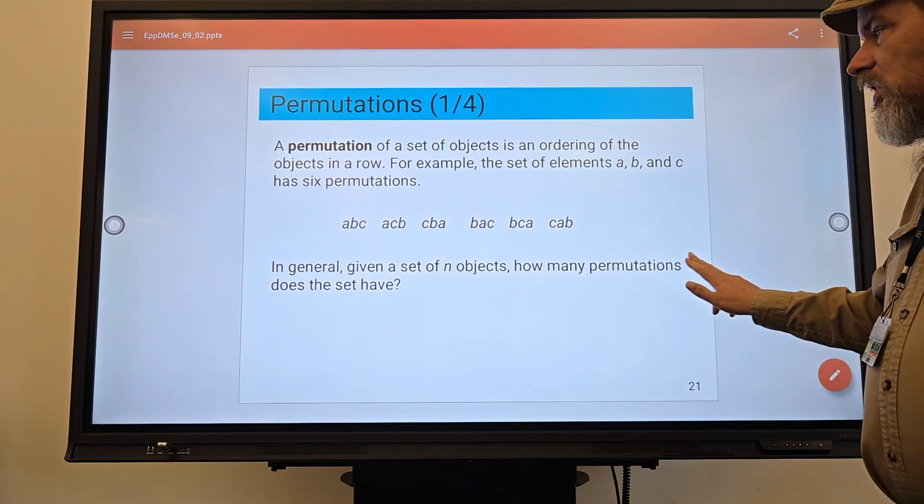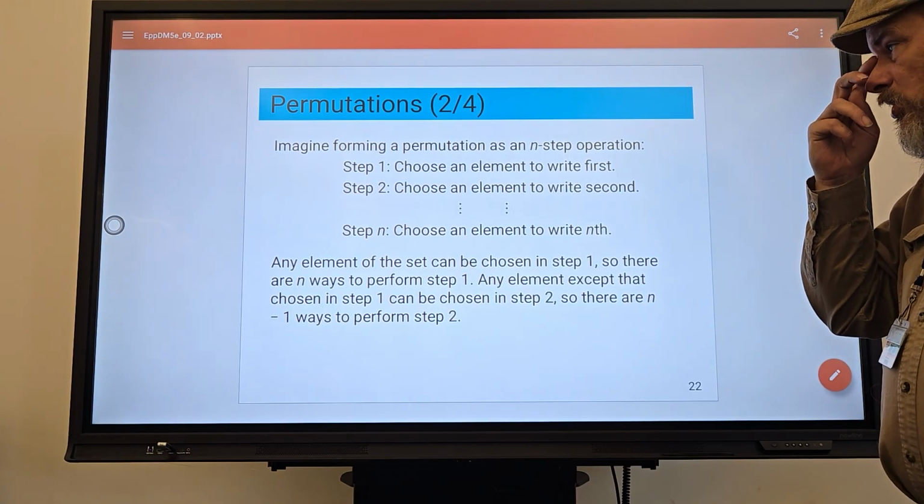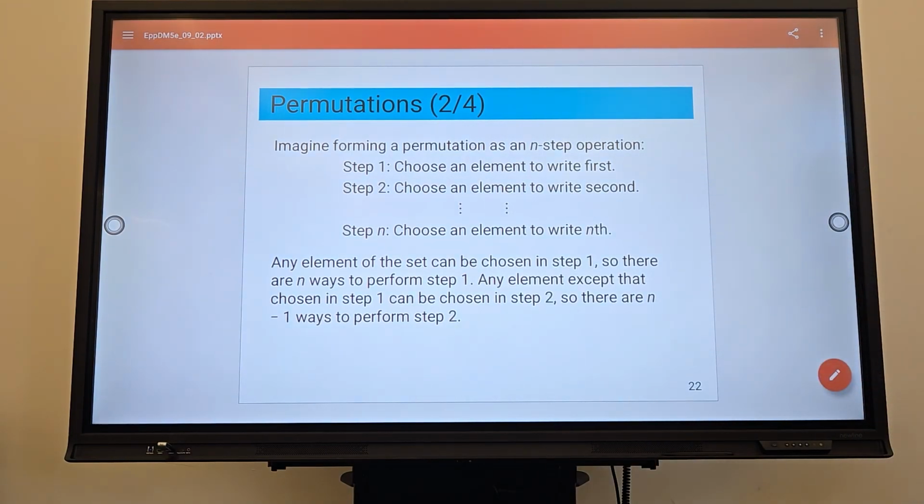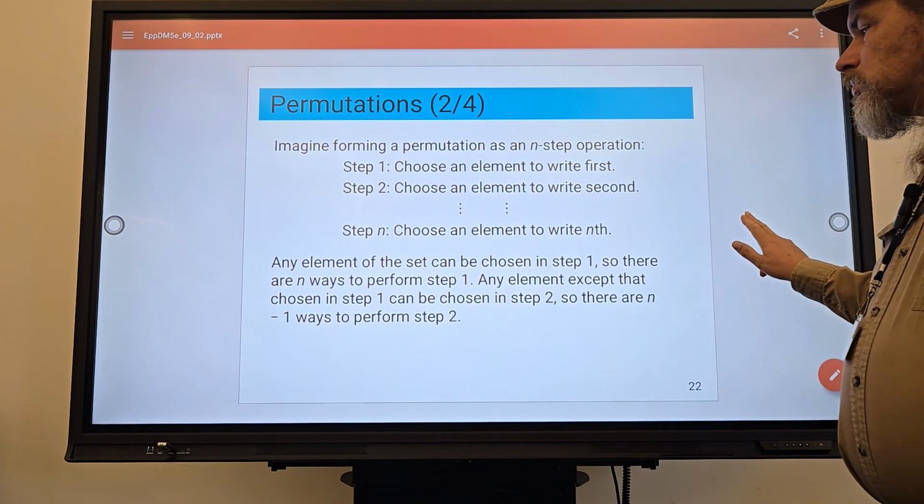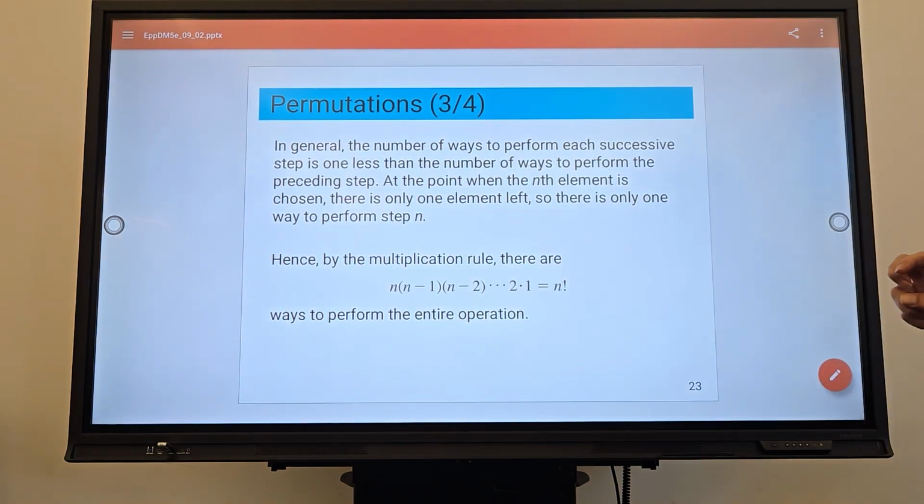Well, think of it as an n-step operation. First, choose the first element, choose the second element, choose the third element, and so on. Any element of the set can be chosen in step 1, so there are n ways to perform that step. Any element except the one chosen in step 1 can be chosen in the second step. So there are n minus 1 ways to perform step 2, and so on.